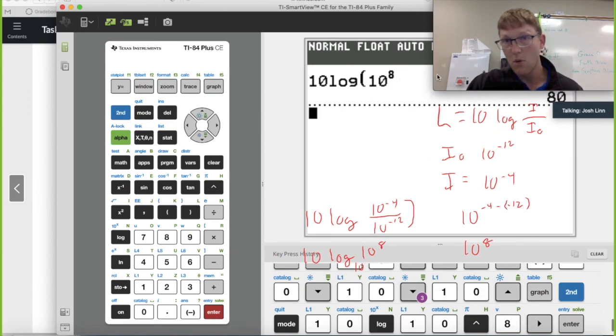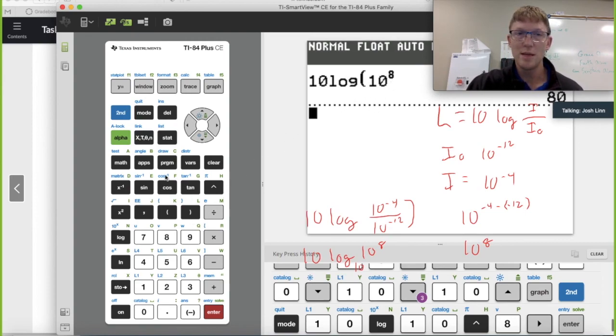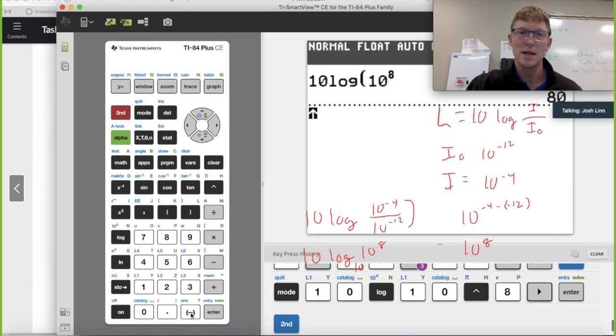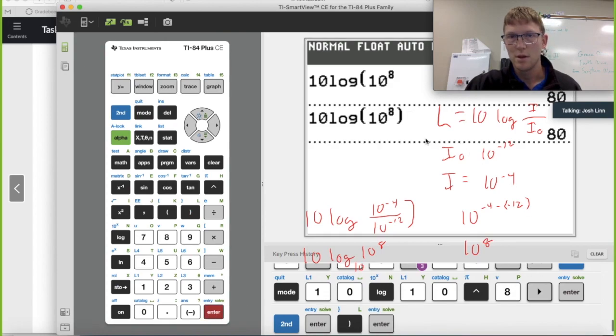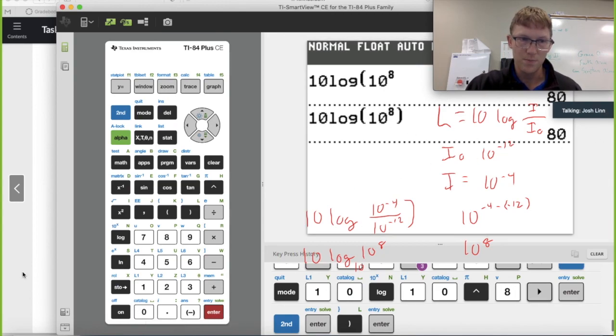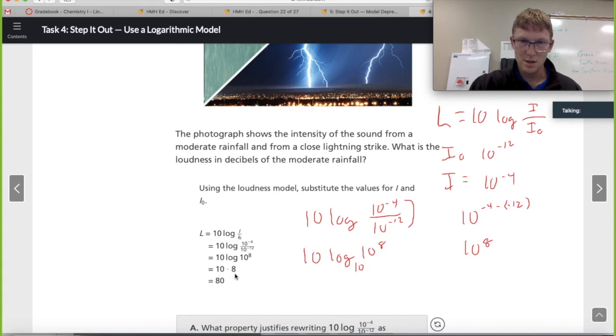But if you had any more, then you would need to close that parenthesis. To be safe, I would get into the habit of closing your parentheses. It's just a good habit to have. And so the whole thing would equal 80, but obviously the log of 10 to the power of 8 is 8. 8 times 10 is 80. So that's how you do it on the calculator. And so we get 80.